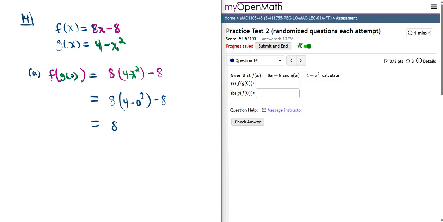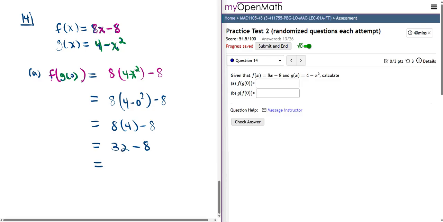So simplifying inside, I have 0 squared is 0. 4 minus 0 is 4. Then 8 times 4 is 32. 32 minus 8 is 24. Okay, so that should be the answer.